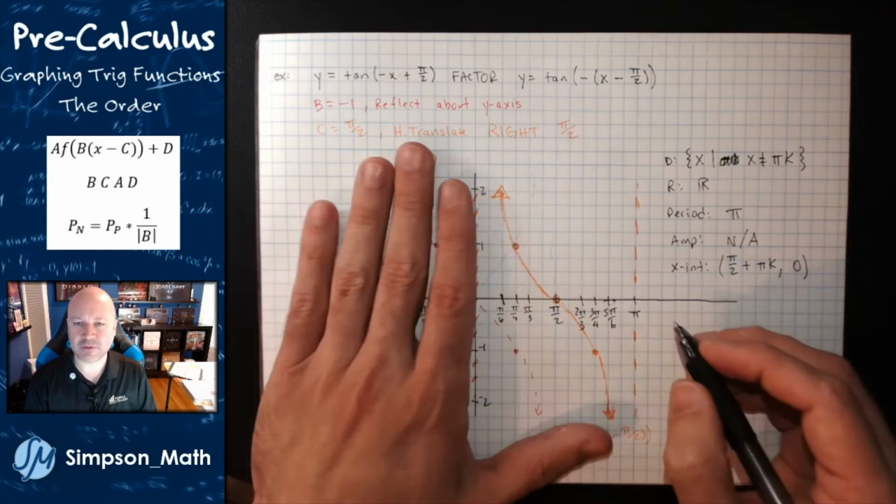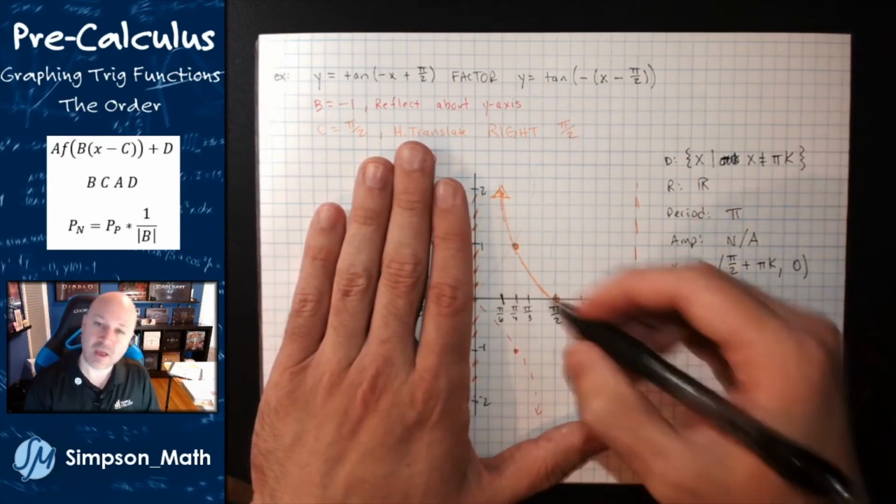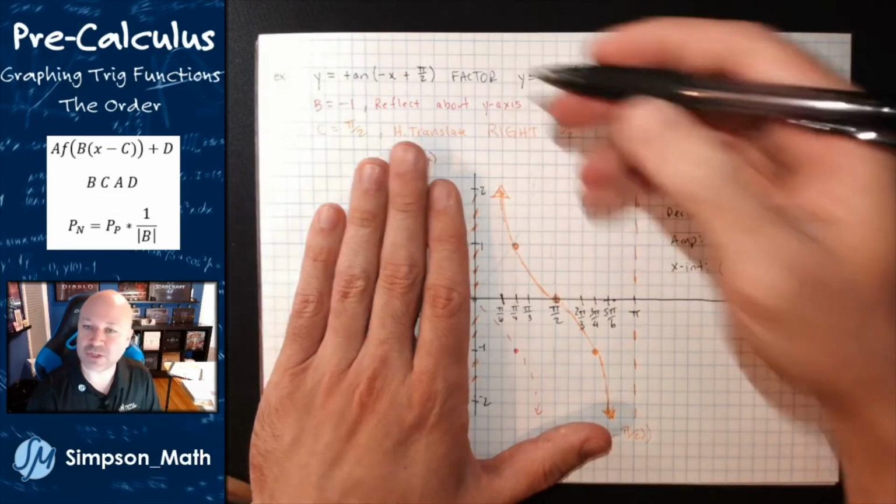And then a y-intercept, no, because my y-axis has become an asymptote, so I will get really, really close to it. I'll approach it, but I'm not going to touch it.